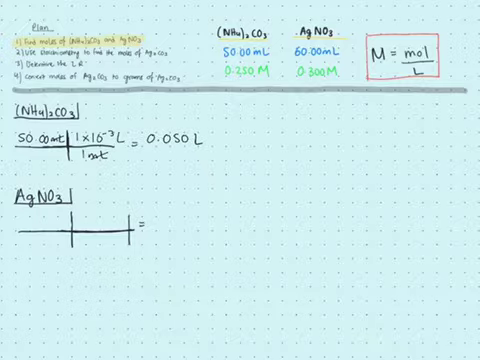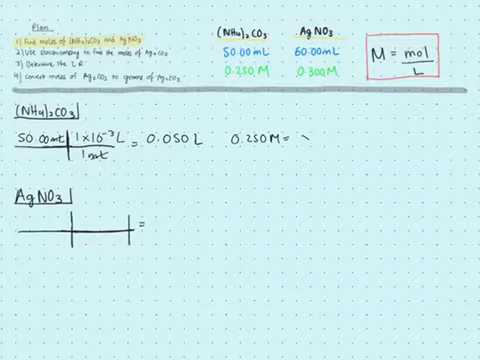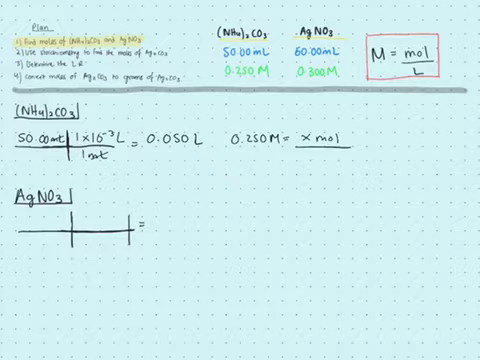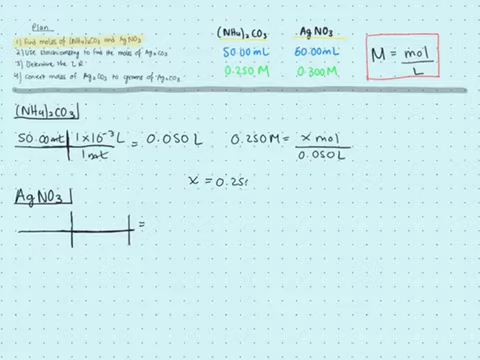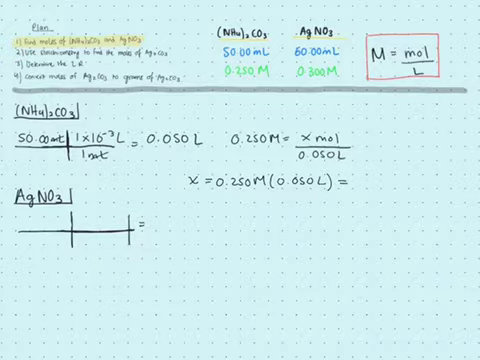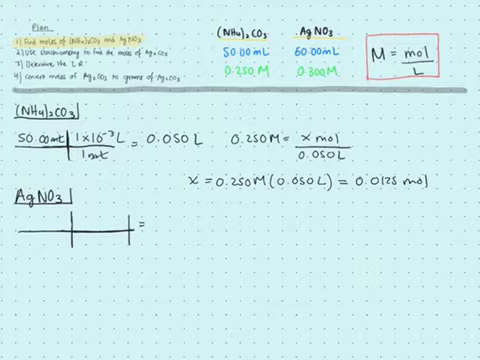So the molarity is 0.250 molar equals X moles, because that's the value we're trying to find, and the liters is 0.050 liters. Now we just rearrange this equation and solve for X. So X is equal to 0.250 molar times 0.050 liters, and that's going to give us 0.0125 moles of ammonium carbonate.